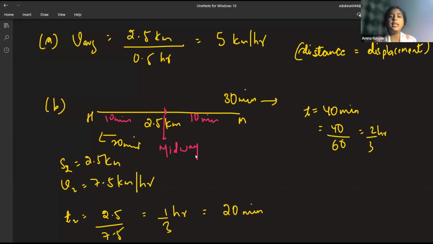Understand this part. I'm repeating for those who are not understanding. From home to market, it took 30 minutes. Then from market to midway, it took 10 minutes. So total is 40 minutes. If he covers another 10 minutes, he would reach his home back. That is around 50 minutes.